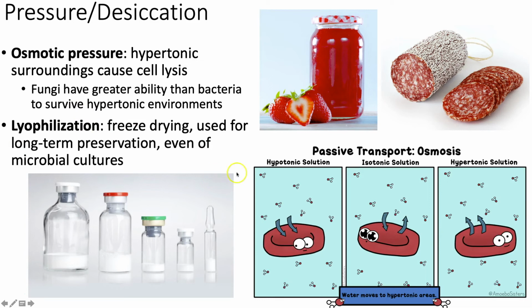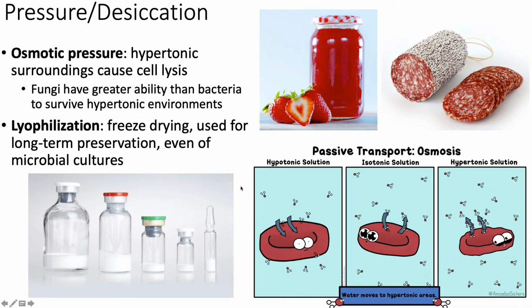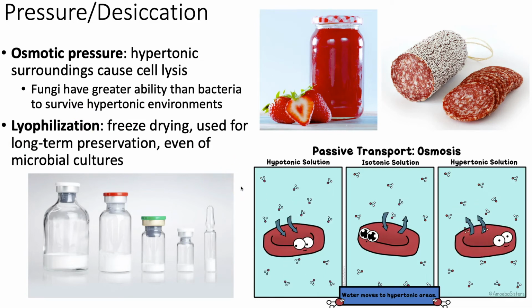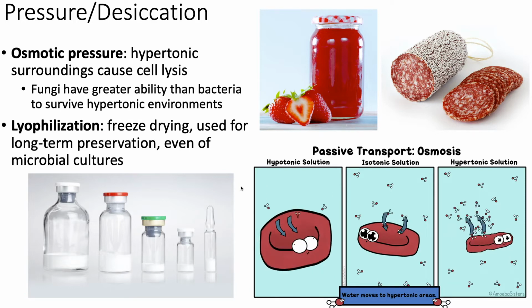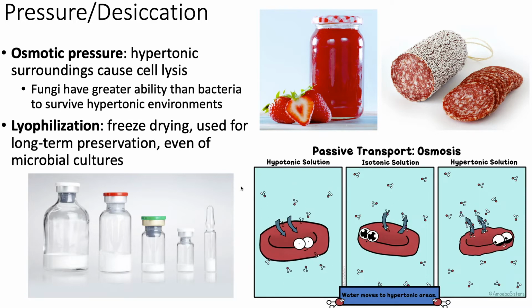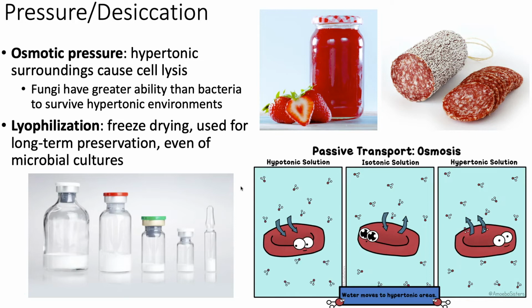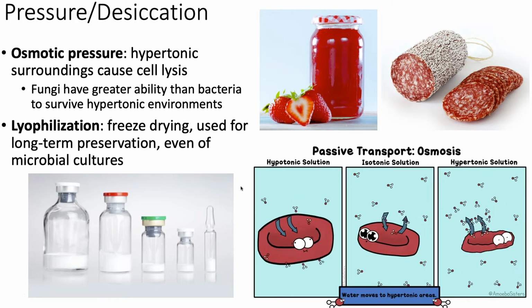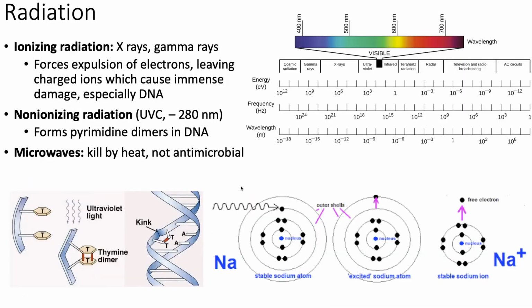Lyophilization I stuck on here, so that would be freeze drying something, and the lack of water can also be really good because most organisms need water to survive, and so if you completely desiccate something, so think jerky, then things can't live. Radiation is another way to actually take care of stuff. So ionizing versus non-ionizing radiation.